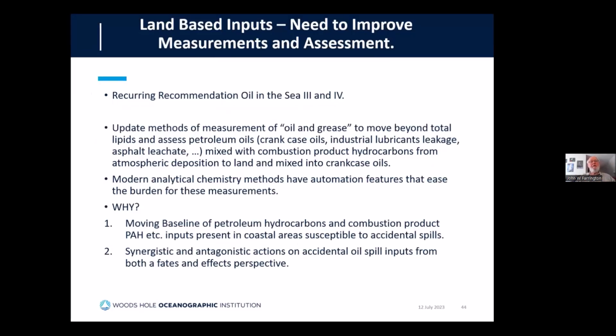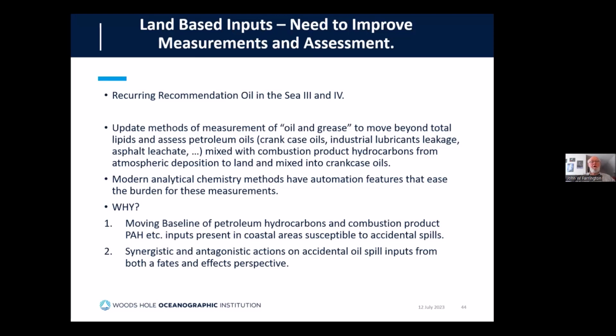There are updated methods of measurements of oil and grease to move beyond total lipids and assess petroleum oils, as indicated here. Modern analytical chemistry methods have automation features that ease the burden for these measurements. Why should we do it? Because all of these provide a moving baseline of petroleum hydrocarbons and combustion products, PAHs, et cetera, and inputs to coastal areas, which are also susceptible to accidental spills.